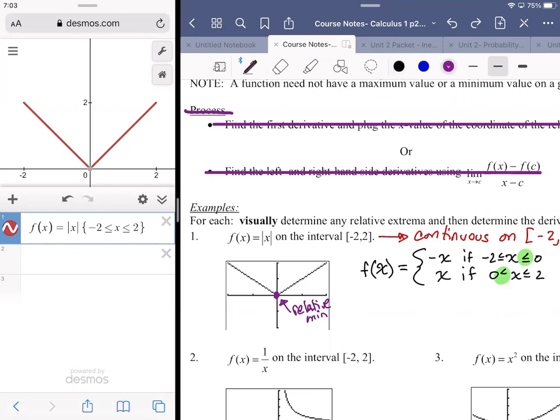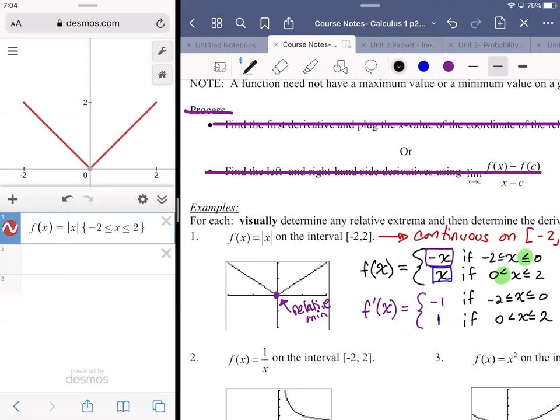Right? When we take the derivative, f prime of x, we take the derivative a piece at a time. So I'd say, well, what's the derivative of negative x? That would be -1. What's the derivative of positive x? That would be +1. Right? If -2 is less than or equal to x, which is less than or equal to 0. If 0 is less than x, which is less than or equal to 2. Right, so I just took the derivative of each piece separately. Writing the piecewise was the important thing, because once you did that, everything else is pretty easy.